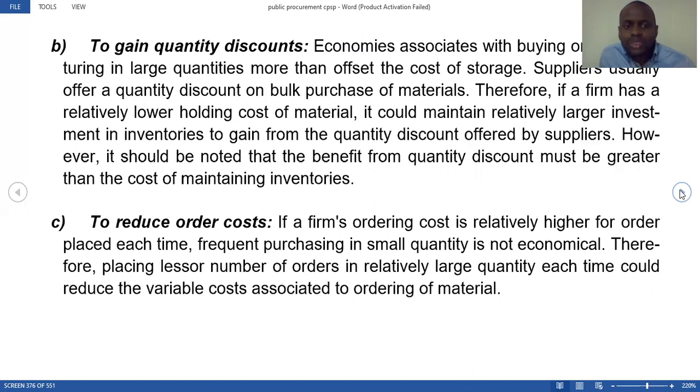Then the other thing is to reduce order cost. Remember, ordering is very costly, and the cost can be in terms of transportation and other hidden costs that you don't know about. Therefore, most organizations want to hold inventory so that they avoid ordering in smaller quantities, for purposes of ensuring that they save, at the end of the day, the transportation cost.